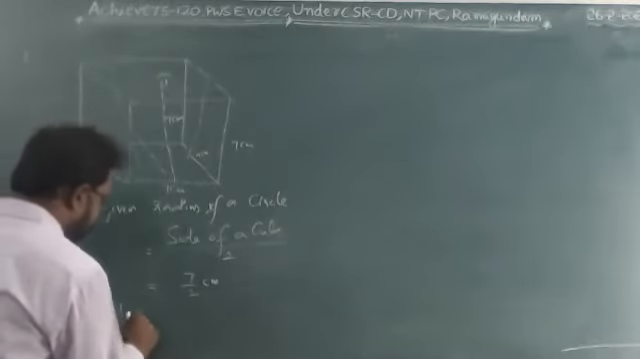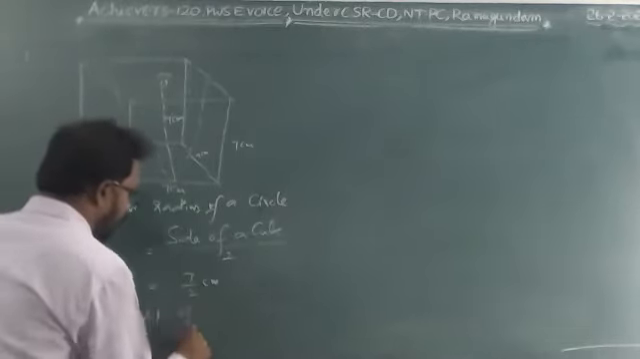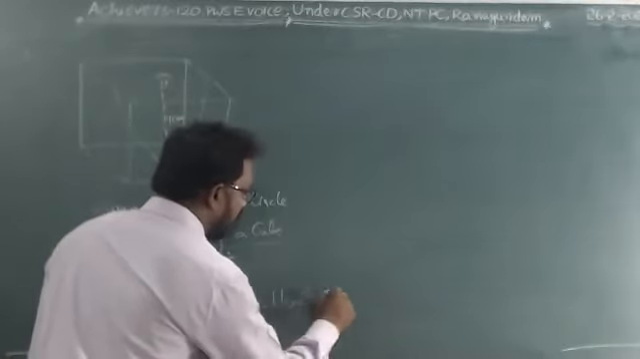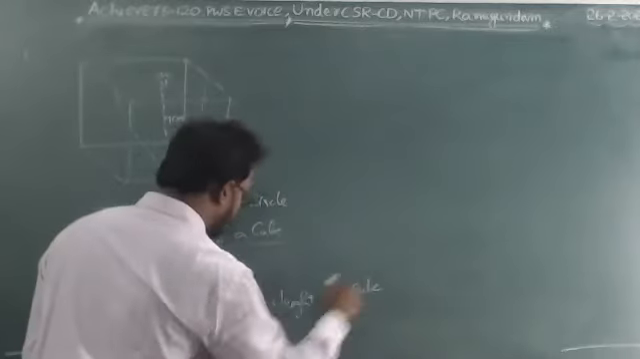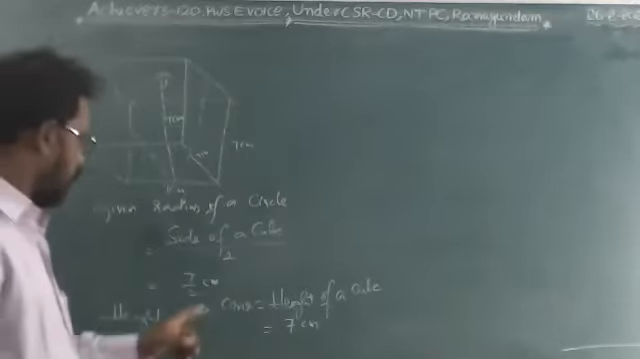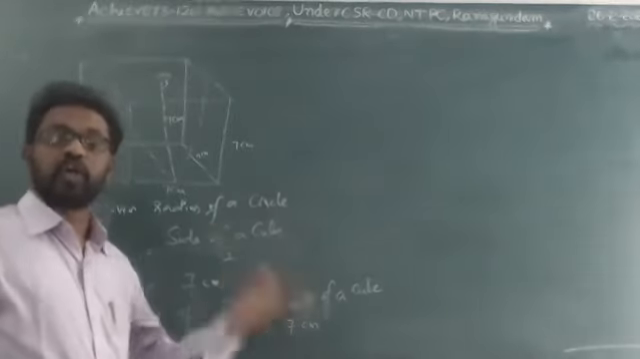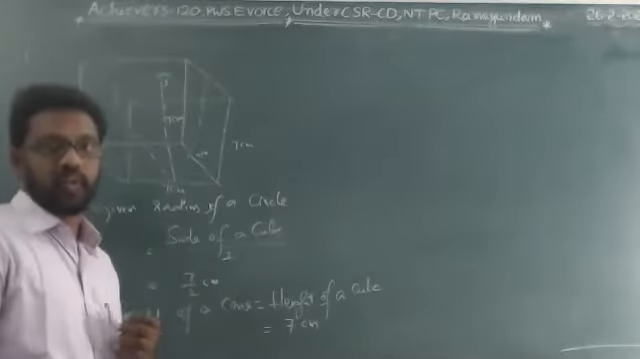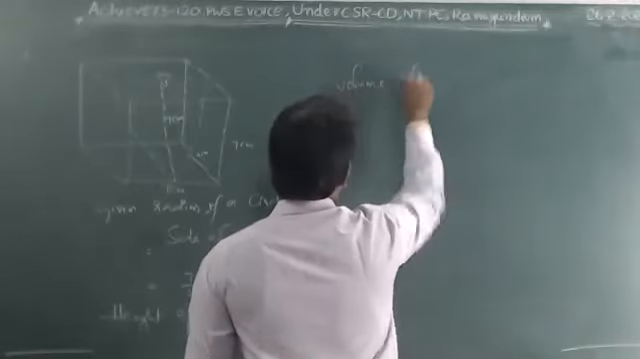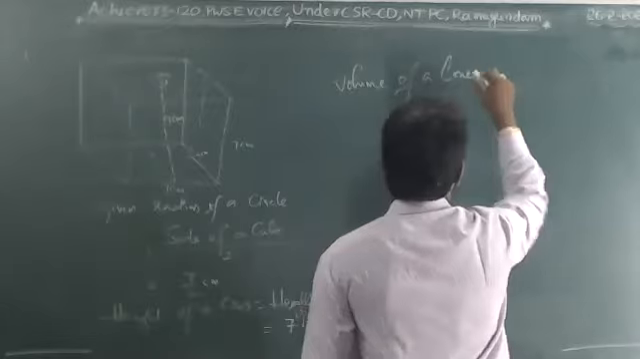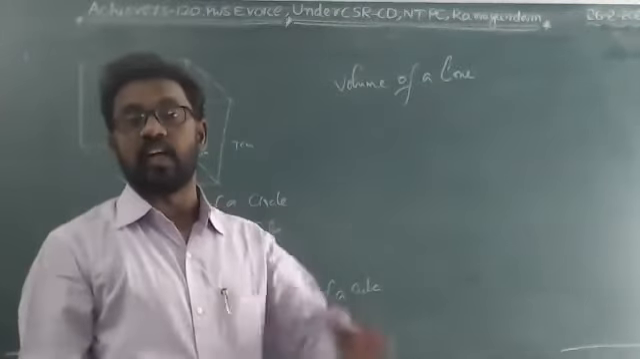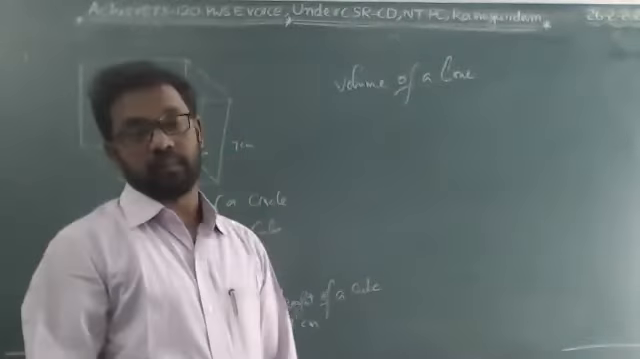And the height of a cone is nothing but the height of the cube. What is the height of the cube? 7 centimeters. The height of the cone is nothing but the height of the cube, that is also 7 centimeters. So we can now find the volume of the cone, the largest circular cone inscribed in the cube.